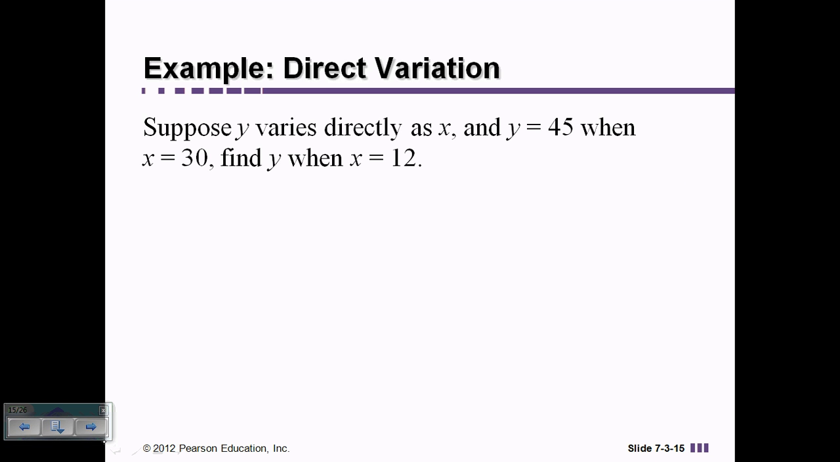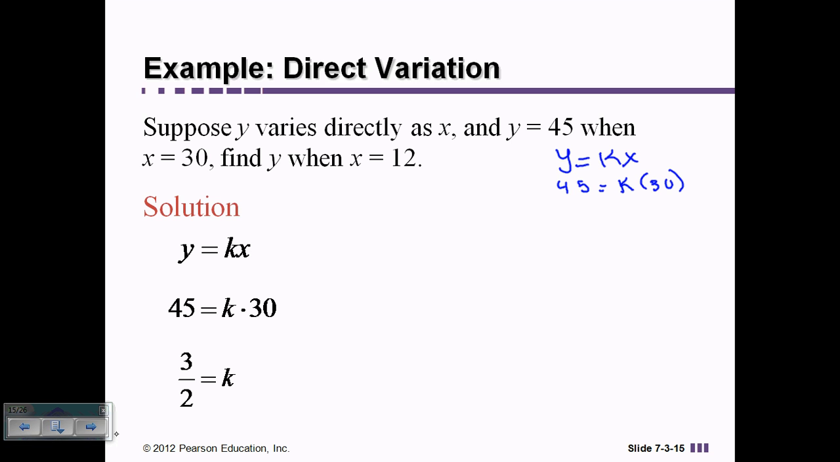So for example, suppose y varies directly as x, and y equals 45 when x equals 30. So as soon as we see that y varies directly as x, then we're going to write down y equals k times x. We're going to substitute in what we know. So we know the 45, and we know the 30, and we're going to solve for k. And when we do that, we end up with k is 3/2, or k is 1.5.